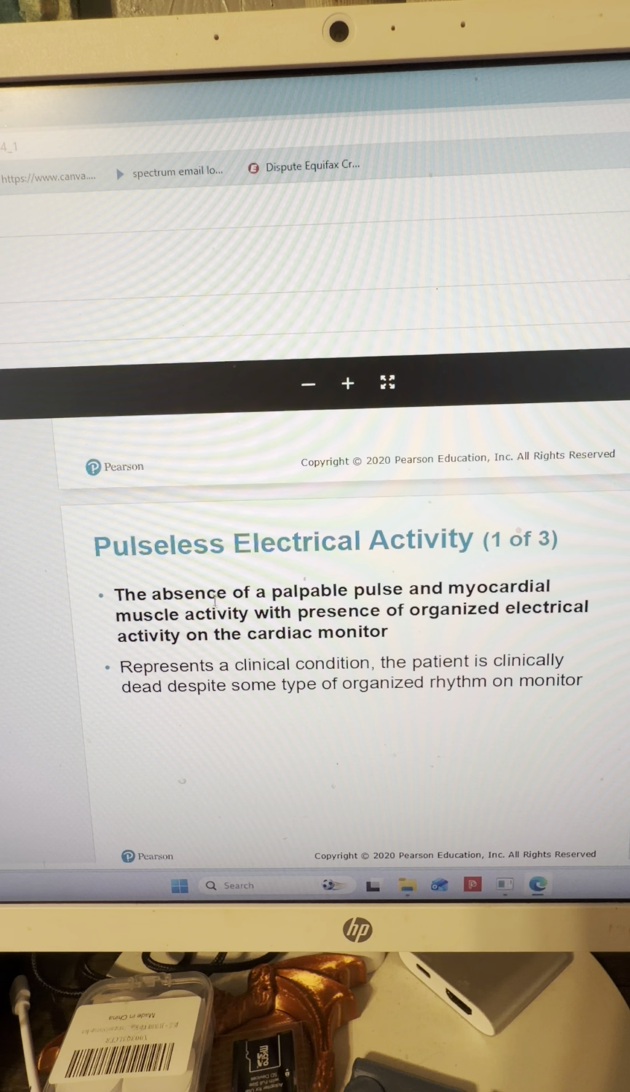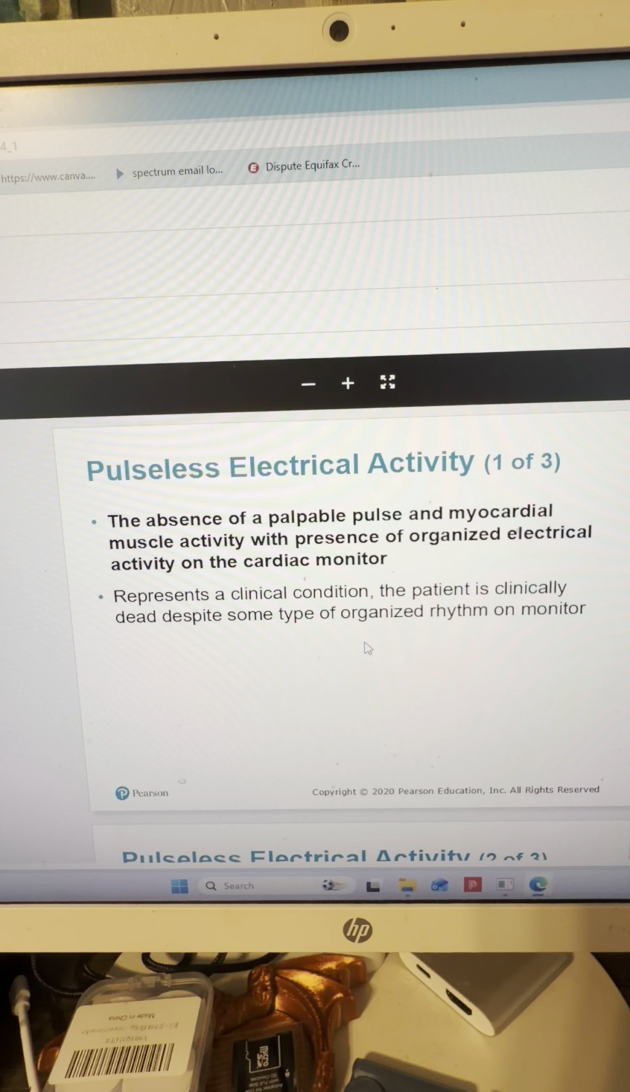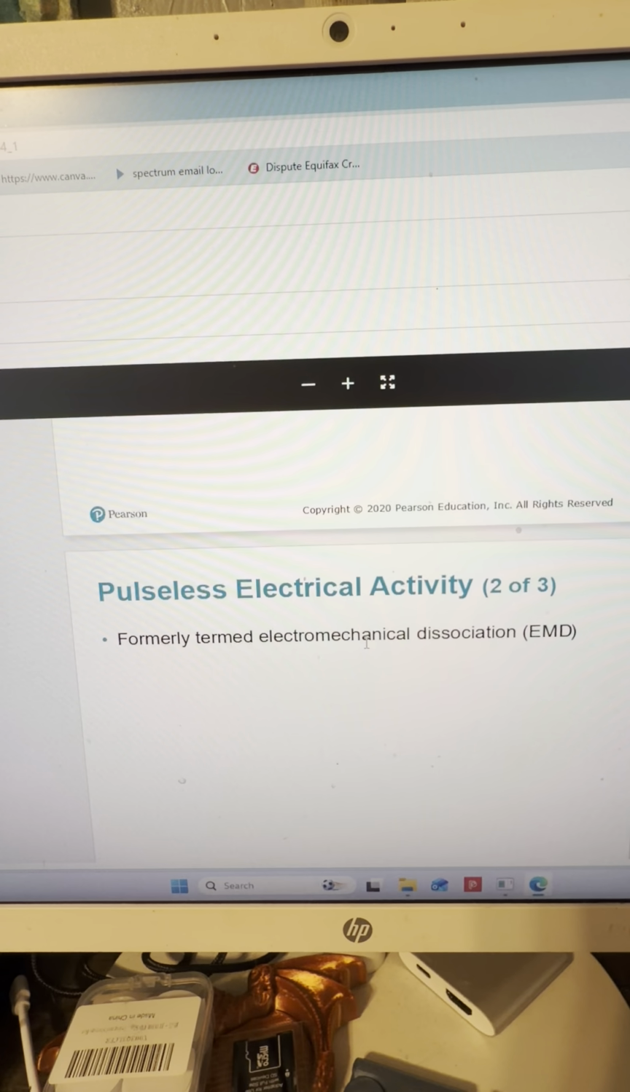PEA: the absence of a palpable pulse and myocardial activity with presence of organized electrical activity. To break this down, it just means there isn't a pulse, but there looks like a rhythm on the monitor, but the patient's essentially pulseless. What we see on our monitor is a representation of the molecules crossing cell membranes and impulses in the heart. That doesn't always mean there's enough calcium in the heart to produce a contraction.